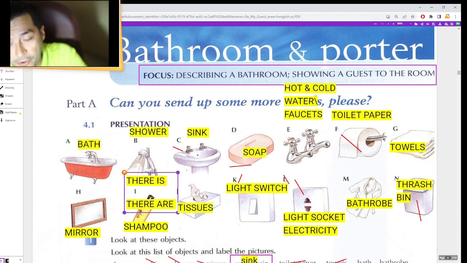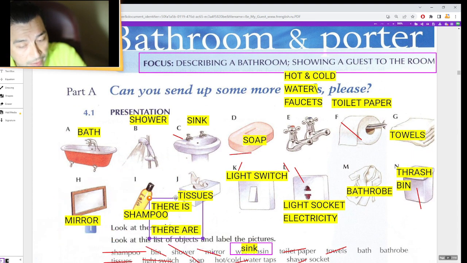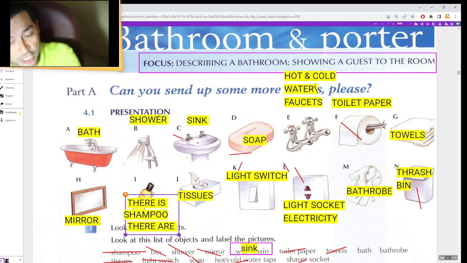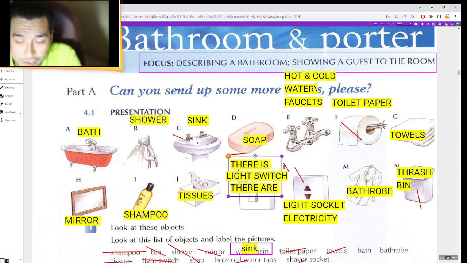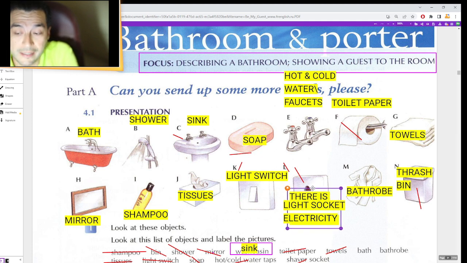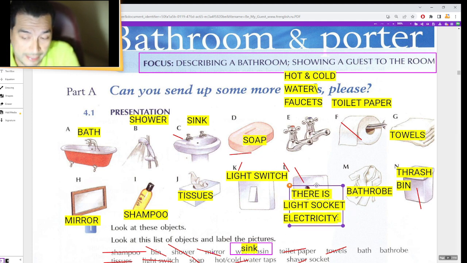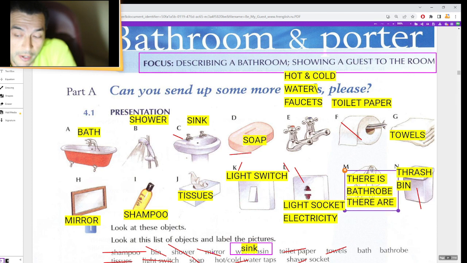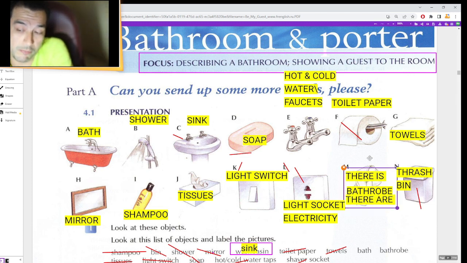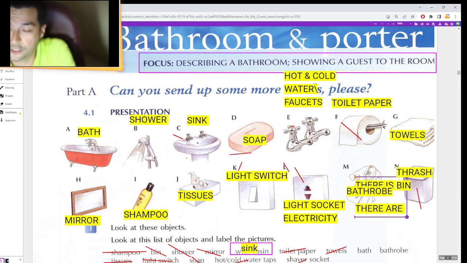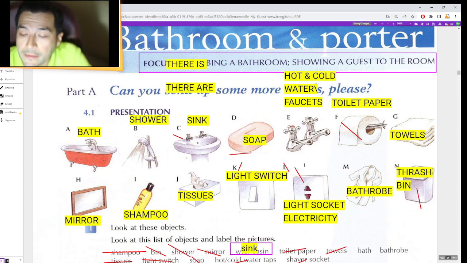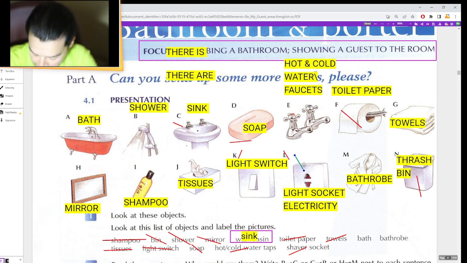In the bathroom, there is a mirror. In the bathroom, there is shampoo. In the bathroom, there are tissues. In the bathroom, there is a light switch. In the bathroom, there's an electricity socket, light socket. In the bathroom, there are three bathrobes. In the bathroom, there are two trash bins. So let's practice with there is and there are.